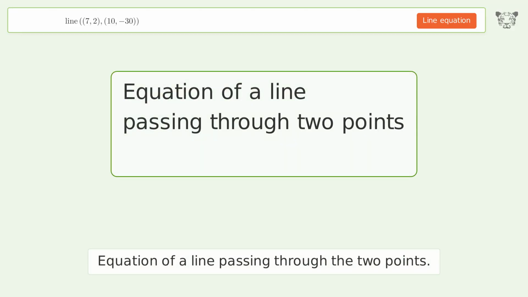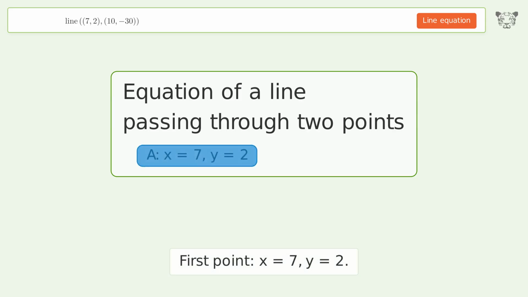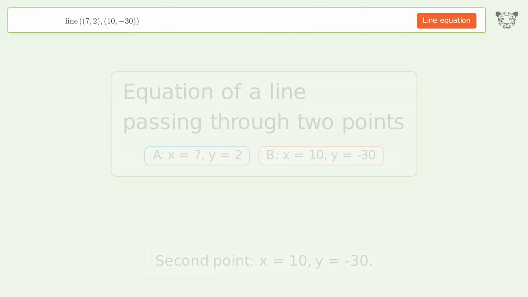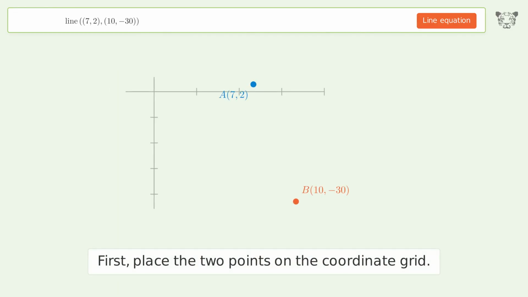Equation of a line passing through 2 points. The first point has x equals 7, and y equals 2. The second point has x equals 10, and y equals negative 30. First, place the 2 points on the coordinate grid.